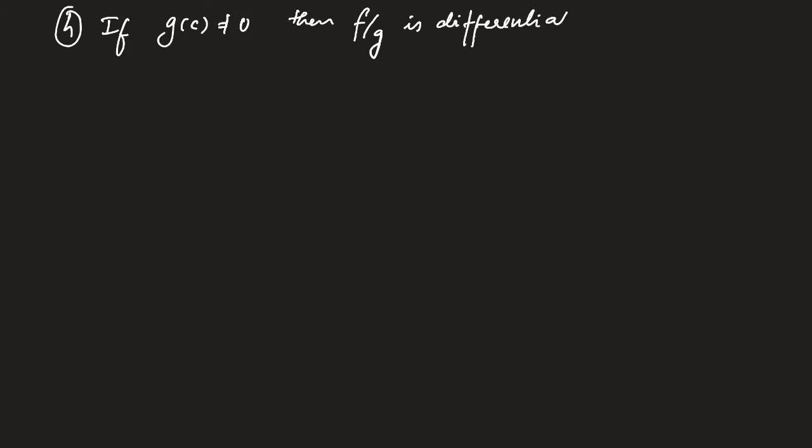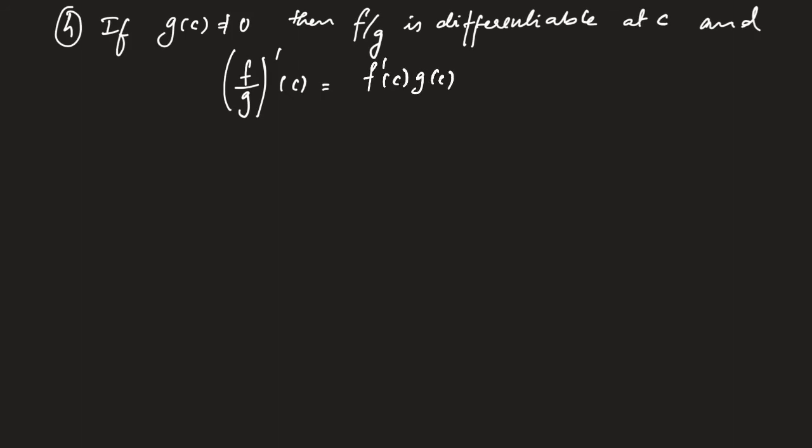Finally, if g of c is not equal to 0, then f divided by g is differentiable at c, and (f by g) dash of c is equal to f dash of c into g of c minus f of c into g dash of c divided by g of c the whole squared.